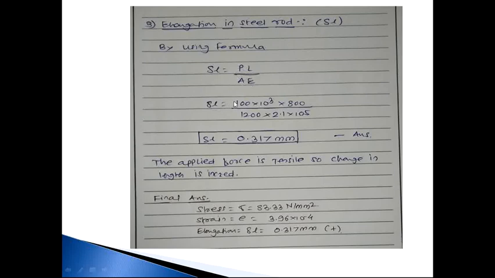So delta L is equal to 100 into 10 raised to 3 into 800 divided by 1200 into 2.1 into 10 raised to 5. So change in length will be 0.317 mm, and the applied force is tensile, so change in length is also an increase in length. So our final answer is: stress is equal to 83.33 Newton per mm square, strain is equal to 3.96 into 10 raised to minus 4, and elongation delta L is equal to 0.317 mm, that is increase in length.